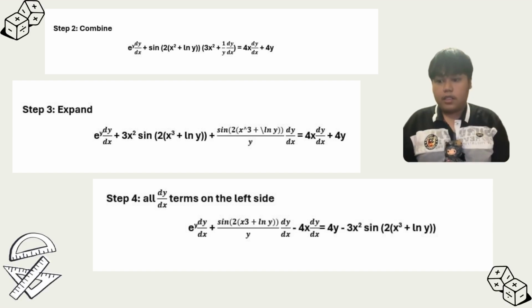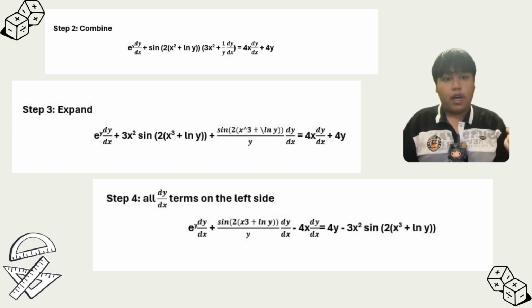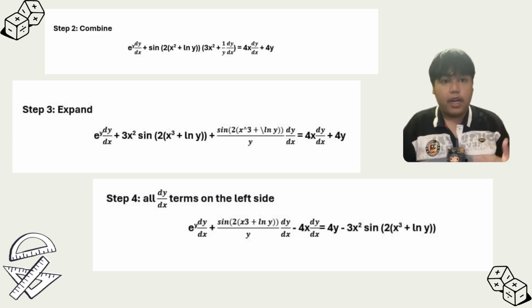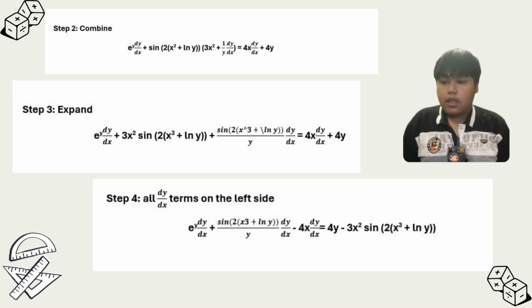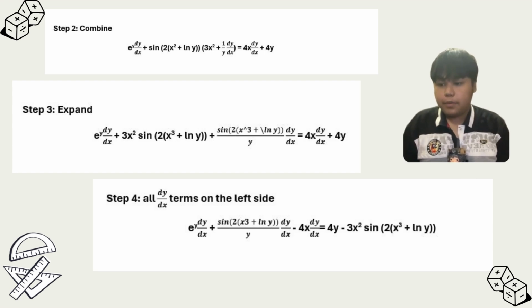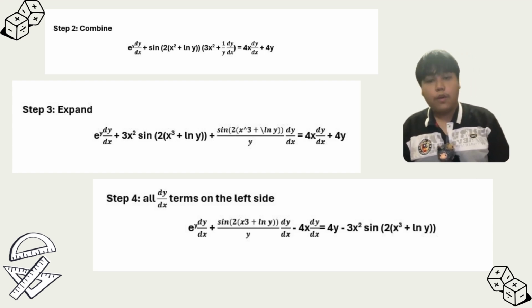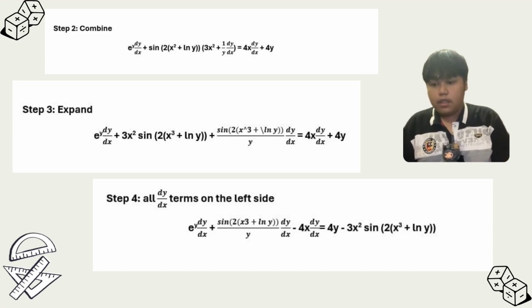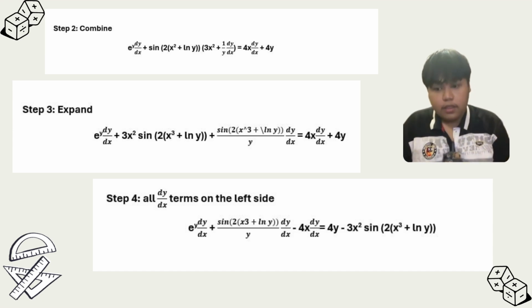Now, let's substitute this component back into our equation and distribute our terms so we can easily see where our dy over dx variables are hidden. As you can see, we now have 3 separate terms that contain dy over dx. So our goal now is to isolate dy over dx.